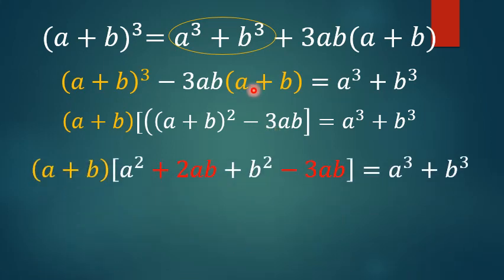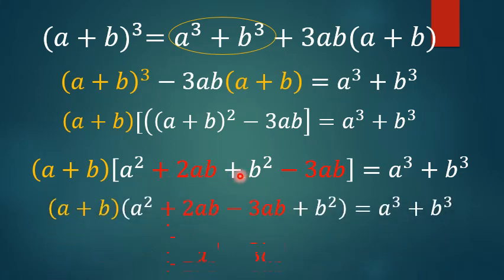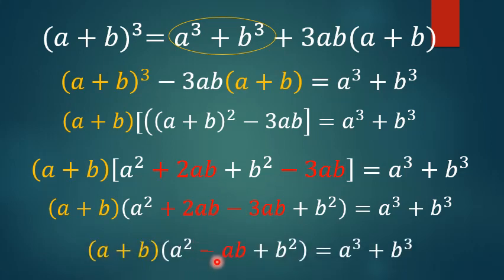Then in the next step, we will just open this a plus b whole square as a square plus 2ab plus b square, and then we will simplify here the two like terms, and then we will get the identity that is equal to a cube plus b cube.